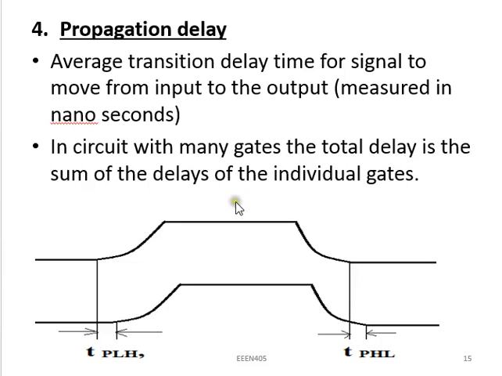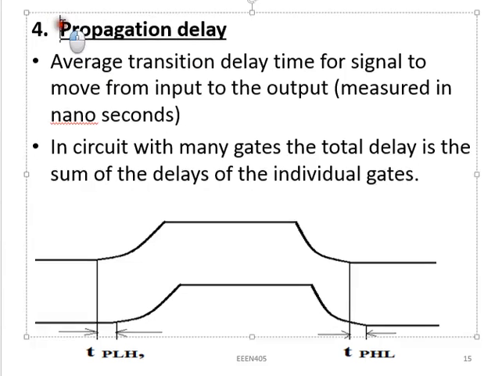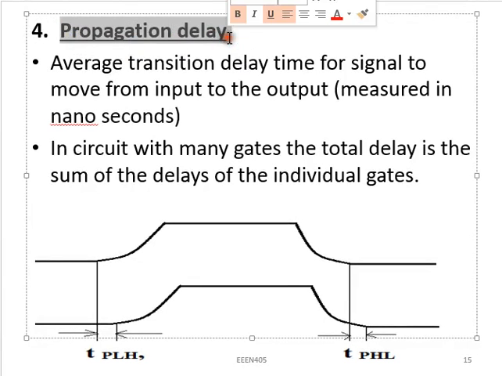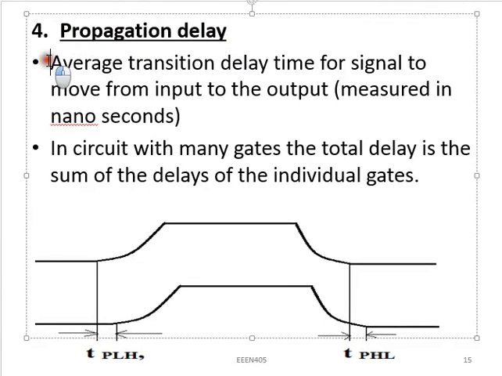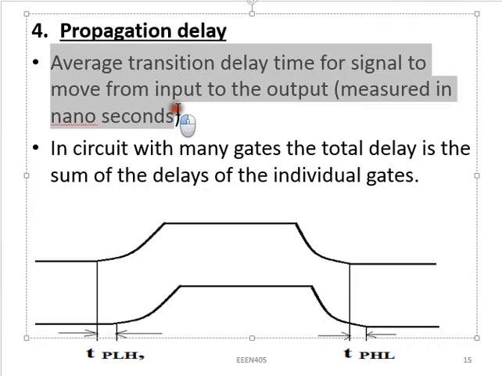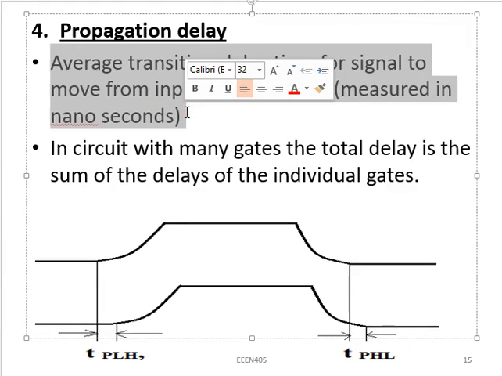Property number 4 is called propagation delay, and this propagation delay is nothing but the average transition delay, that is the average time it will take the signal to enter the gate and appear at the output of the gate. So the time it will take between entering and coming out is called the propagation delay.